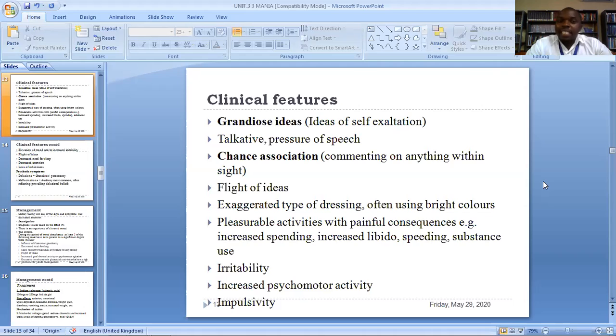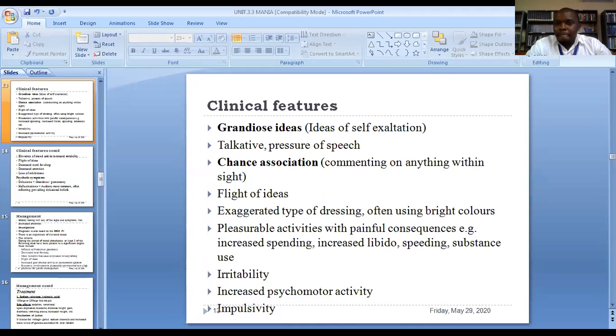They also have chance association, meaning they comment on anything within their sight. Now look at this, a combination of pressure of speech and chance association. Can such a person give you space to say something if you're having a debate or an argument? Of course not, because they would want to speak throughout and comment on anything within sight. They also have flight of ideas. They have an exaggerated type of dressing. What do we mean by exaggerated? Often they use bright colors. They will easily be identified from a distance. If they are female, the way they apply makeup will be excessive.